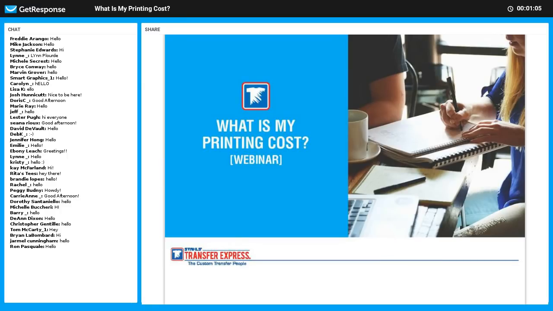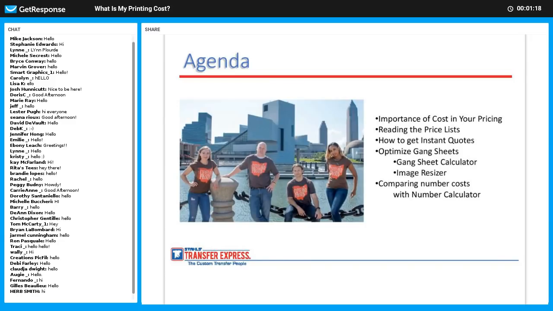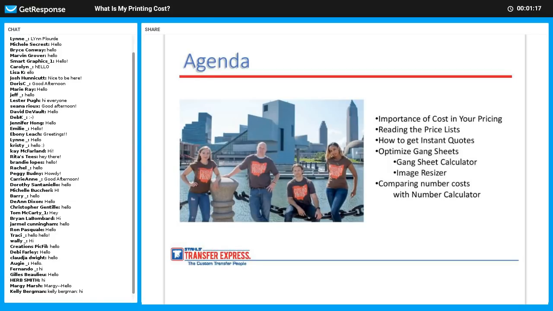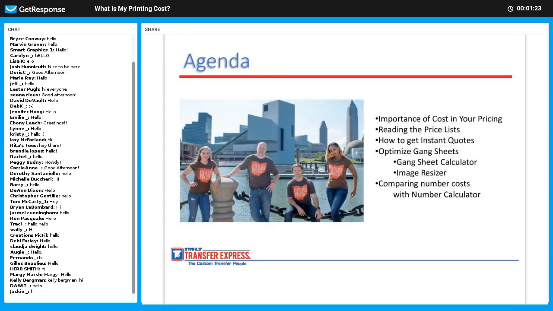And let's go ahead and get started here. So again, we're going to talk about the importance of cost in your pricing, reading the Transfer Express price lists, how to get instant quotes, optimize your gang sheets using the Gangji Calculator and the image resizer, and go ahead and compare your number costs if you're printing out jerseys, team leagues, with our number calculator. So great little tool. Looking forward to getting to that.